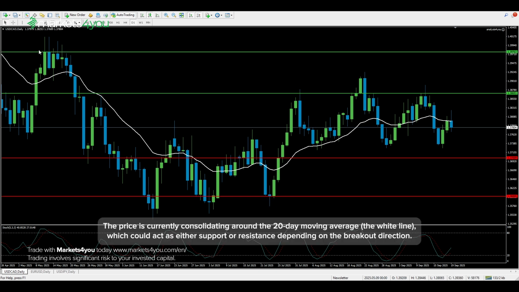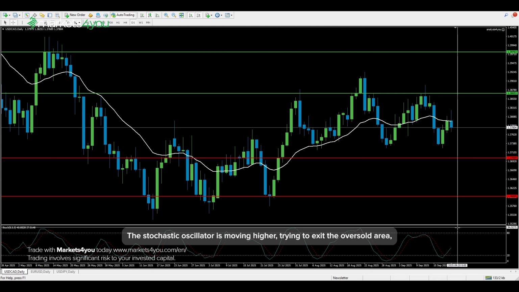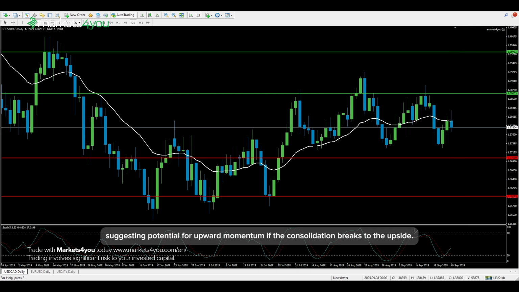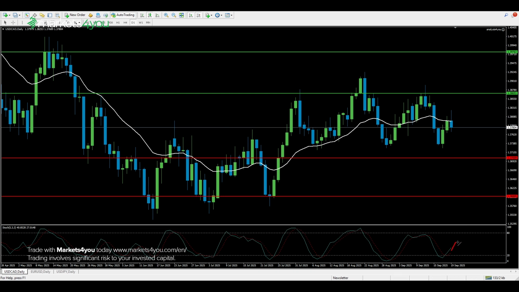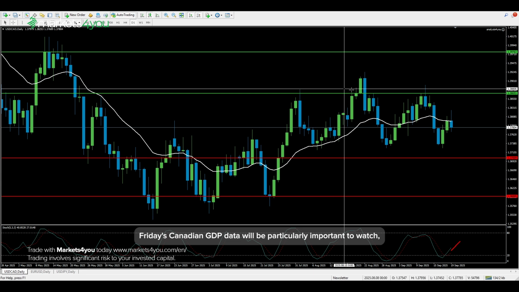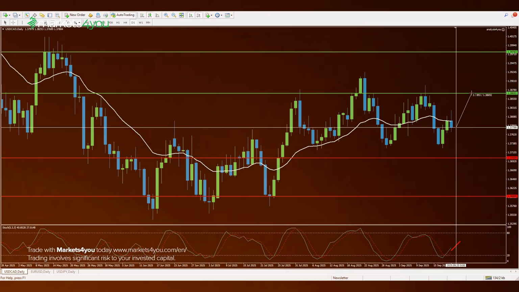The price is currently consolidating around the 20-day moving average, the white line, which could act as either support or resistance depending on the breakout direction. The stochastic oscillator is moving higher, trying to exit the oversold area, suggesting potential for upward momentum if the consolidation breaks to the upside. Friday's Canadian GDP data will be particularly important to watch, as any weakness could drive the pair toward the higher resistance levels.